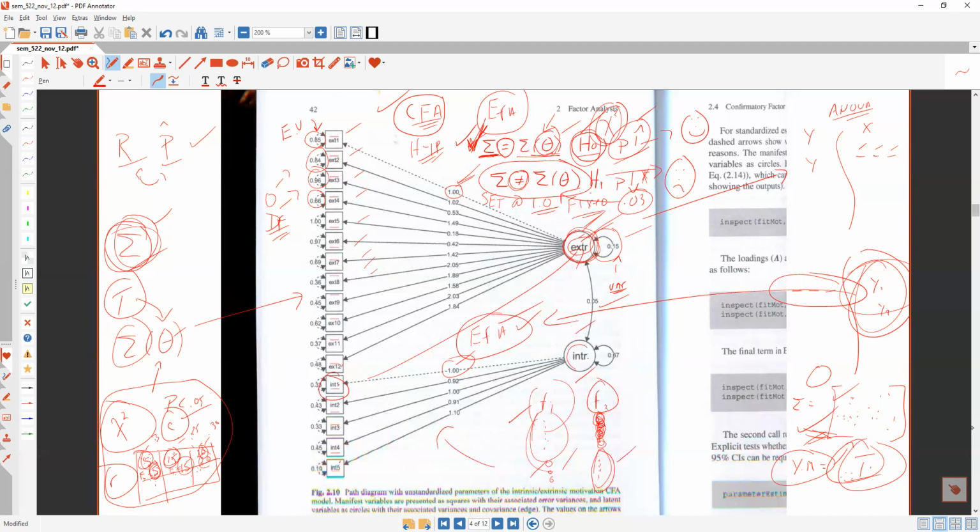Let's take a quick break. We'll come back and we will further develop the structural equation model, and then we will further develop the confirmatory model a little bit and see how it's a special case of the structural equation model. So we'll be right back.